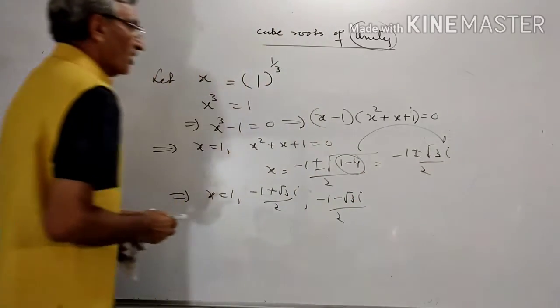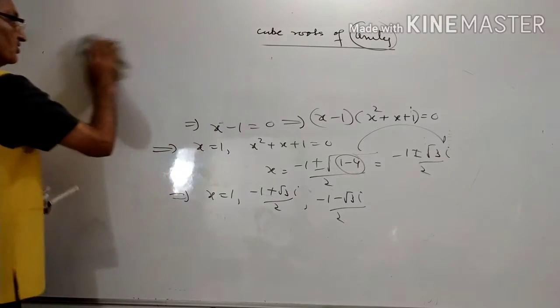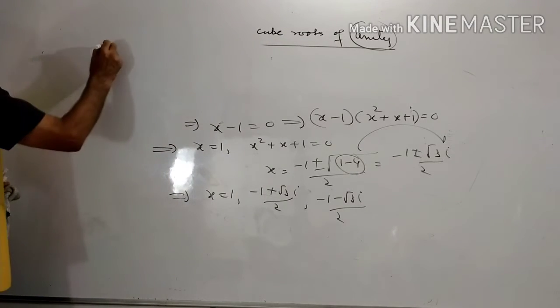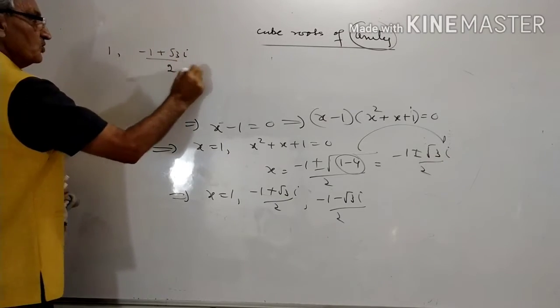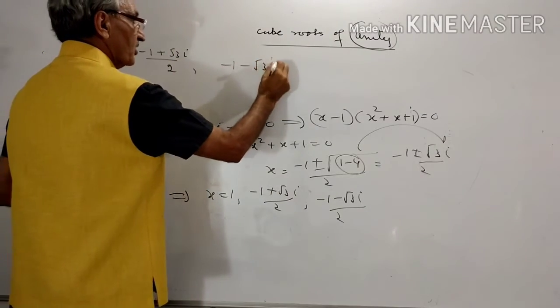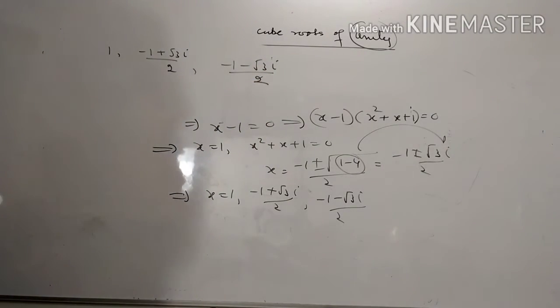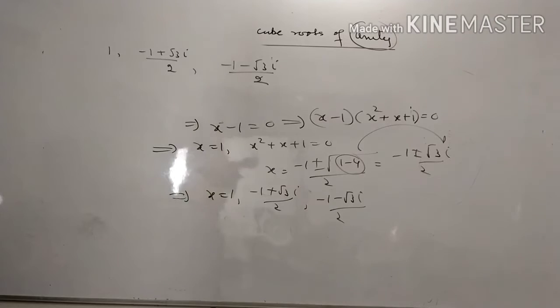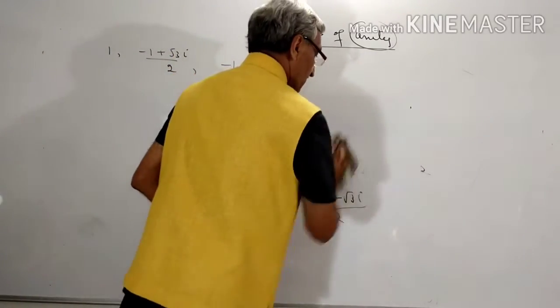We have now got the three cube roots of unity. They are namely 1, minus 1 plus under root 3 iota divided by 2, and minus 1 minus under root 3 iota divided by 2. These are the three roots we got, the three cube roots of unity.